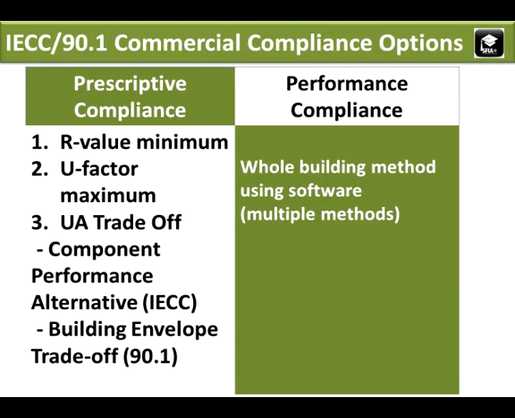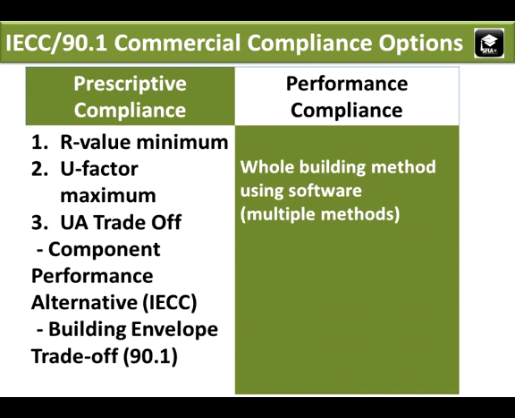There are two different types of compliance paths in both documents, prescriptive and performance. The prescriptive paths offer simple tables with insulation values and other requirements for each component of the building. The performance path relies on simulation software.